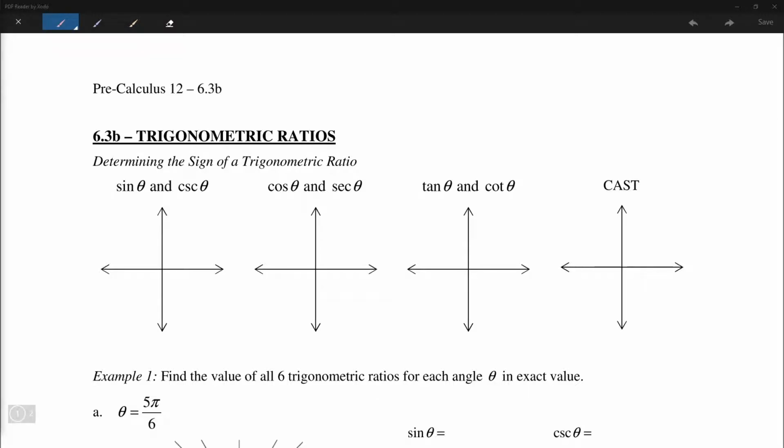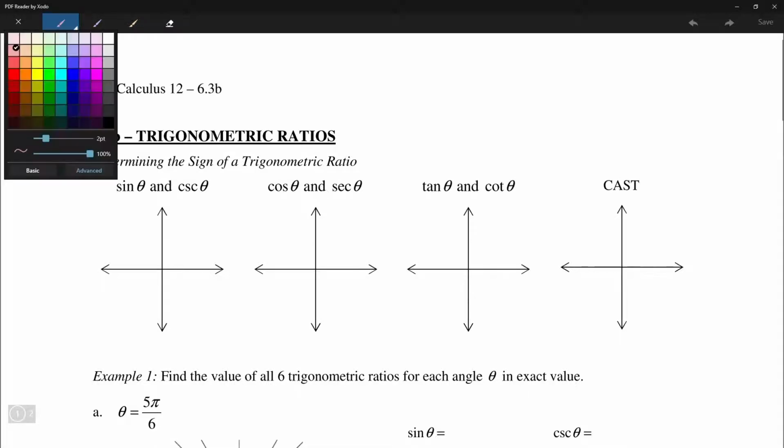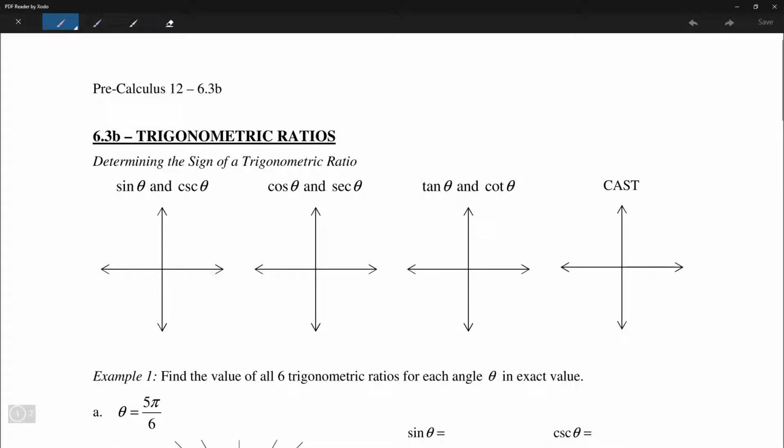Hello everyone. So today we're going to go over section 6.3 part B, Trigonometric Ratios. Recall that if r is equal to 1, then we have sine theta is equal to the y-coordinate on the unit circle. Cosine theta is equal to the x-coordinate. And tangent theta is equal to y over x.